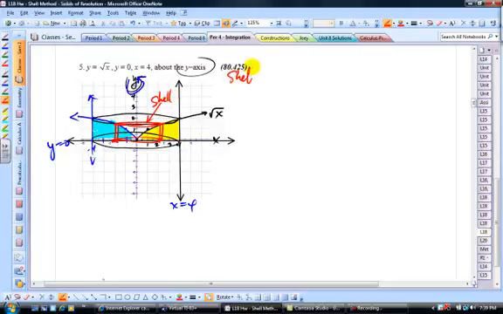So we need a shell volume, of course. So let's work on that. We need to define the height right here. The height is some y value. In this case, it's equal to whatever this y value is. And hey, the y value is root x. So the height is root x.